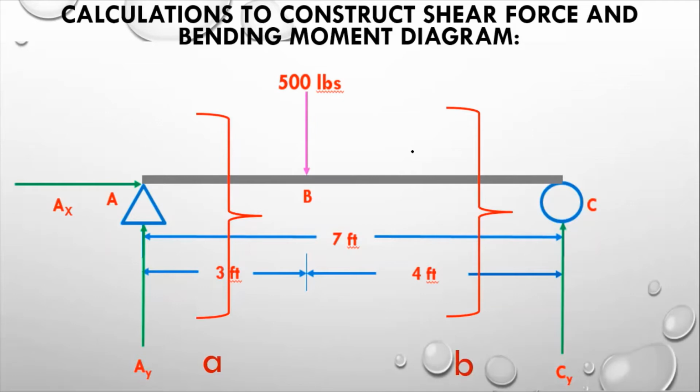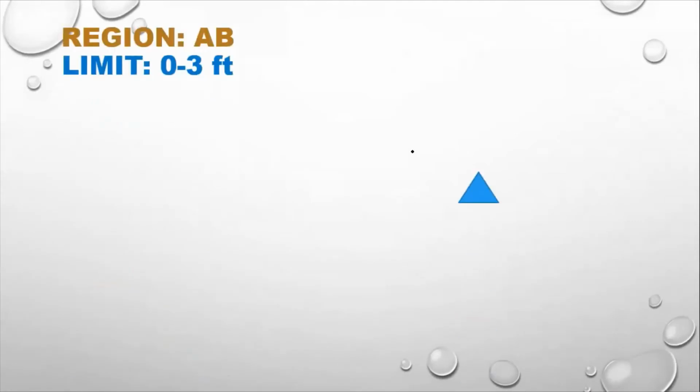I'm moving towards the next slide, and the next region we are going to do is AB, and the length is 0 to 3 feet for the region AB. I already told you how you can cut the section and how much part you have to consider for region AB and region BC.